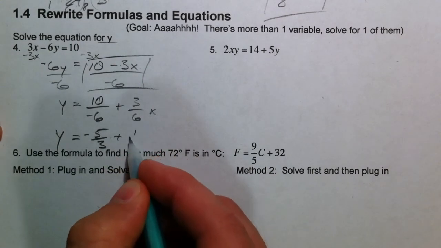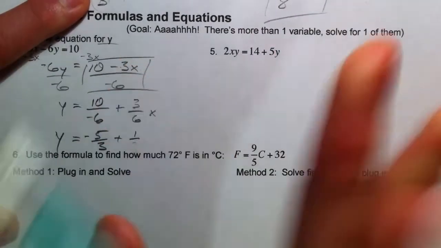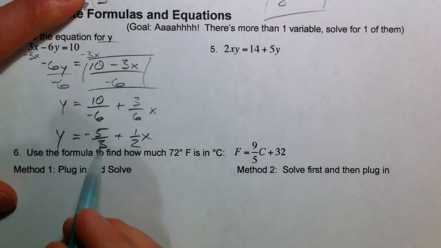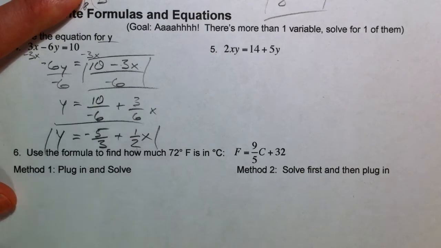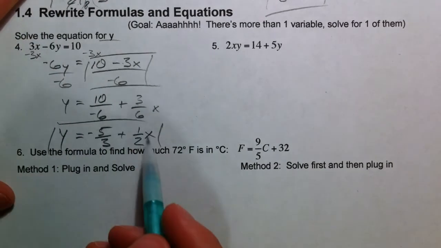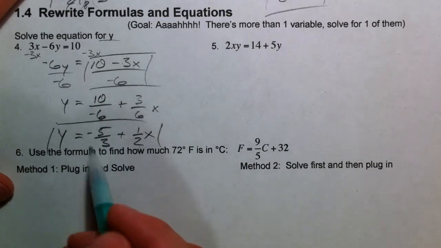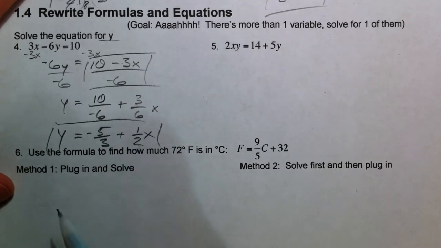3 over 6, both have a 3 in. I wrote 1/3, but I meant 1/2. And so you have negative 5/3 plus 1/2 x. So either or one of these. If you're graphing it, this is going to be more beneficial because you have your y-intercept, number without the x, and your slope, the one with the x.